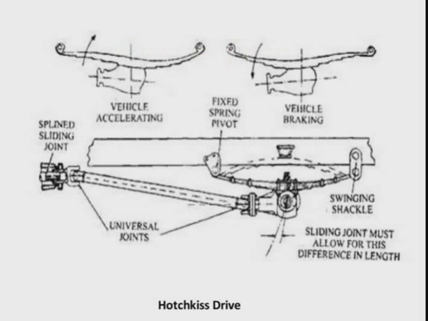Here in this one also you can see the power, and there are two universal joints, and this is the propeller shaft, and this will be the arrangement. This is the frame of the engine, the frame where we connect these leaf springs. Two leaf springs are connected, and here you can see a swinging shackle. This will be a sliding joint that must allow the difference in length. So this is the Hotchkiss drive.